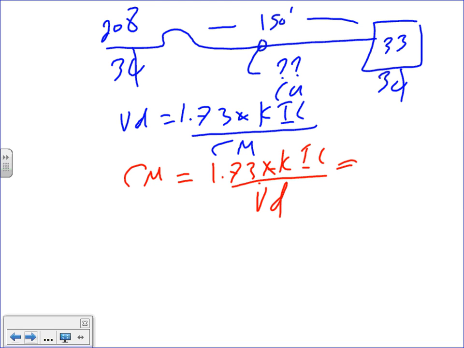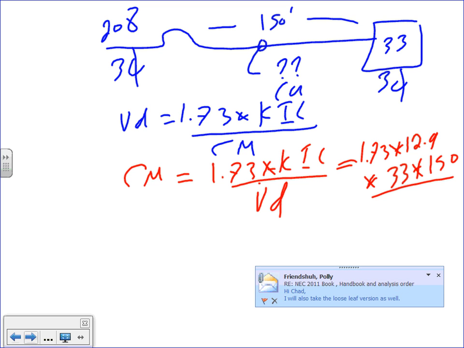So what did I do? I flipped the formula. I need to find the CM. What's the CM? CM is the conductor size, guys. All right, let's plug in. 1.73 times, what's K? 12.9 times, what's I? The same I. What's L? Same L, 150, divided by the voltage drop I need to meet. I need to meet the 3% voltage drop.